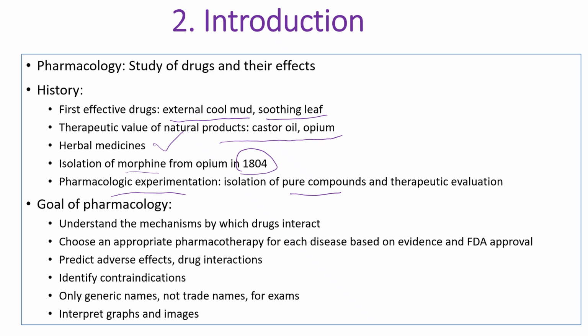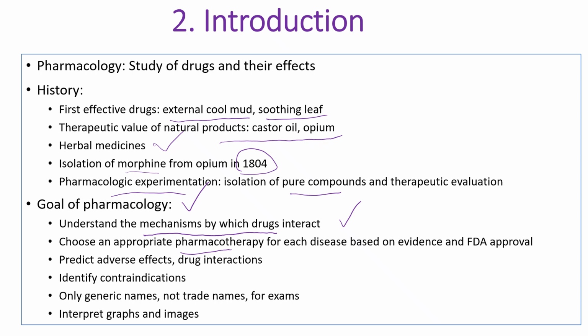And the goal of pharmacology, the main thing you have to understand, is the mechanisms of the drug, how they interact, what is the target receptor, how it produces a response, why the aspirin produces antiplatelet effect, why the clopidogrel produces antiplatelet effect, how the paracetamol binds, inhibits the prostaglandin, right? So that's the targets, mechanisms, most important. Then you can choose the appropriate pharmacotherapy, right?